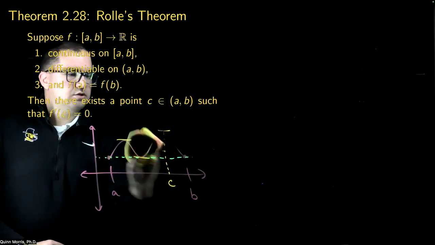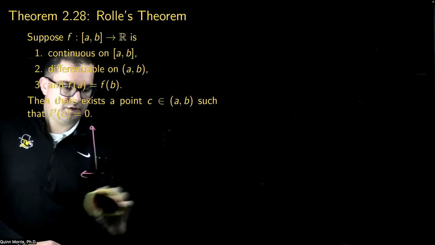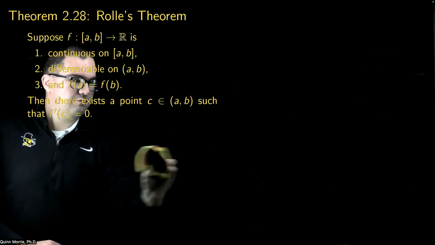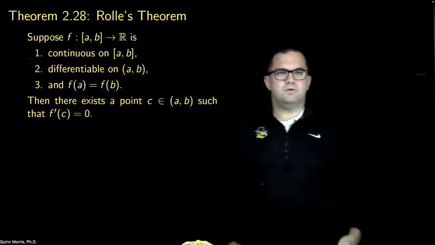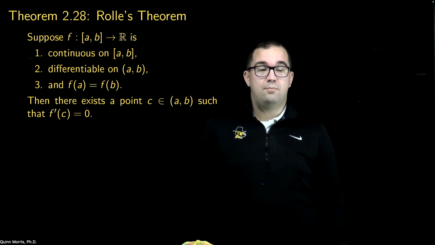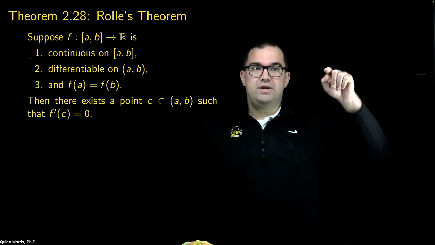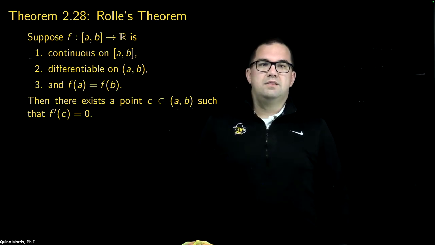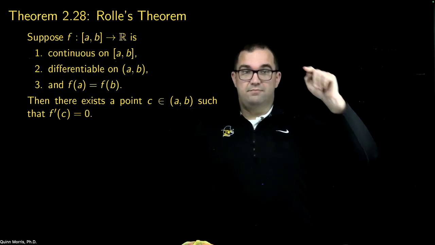All right. So in order to prove this, the first thing we want to do is think, well, how could I use Fermat's theorem, right? So what did Fermat's theorem say? Fermat's theorem said if you have a local extreme value, so a local maximum or a minimum, and if that point occurs in the interior of your closed interval, then if the function is differentiable at that point, the derivative must be 0.